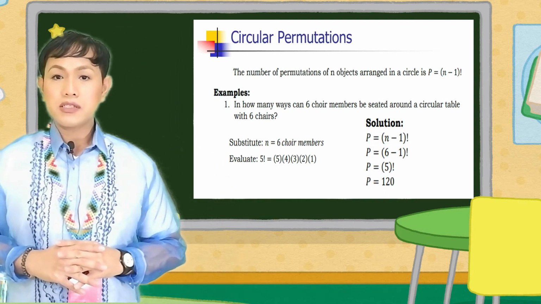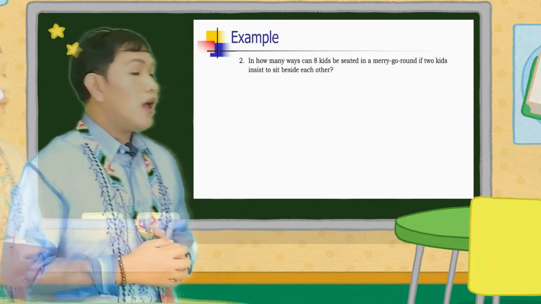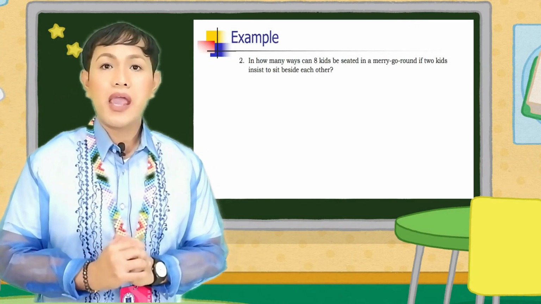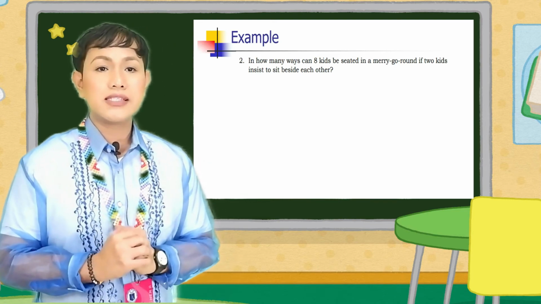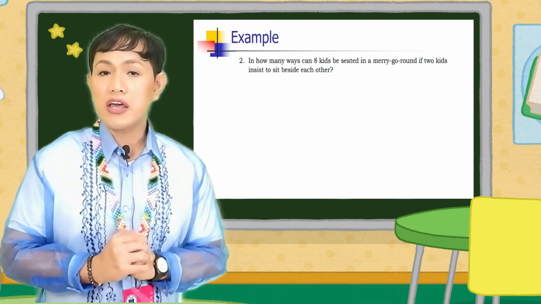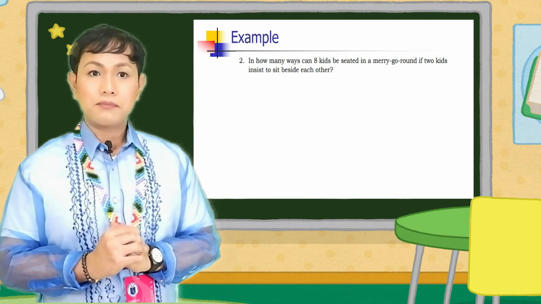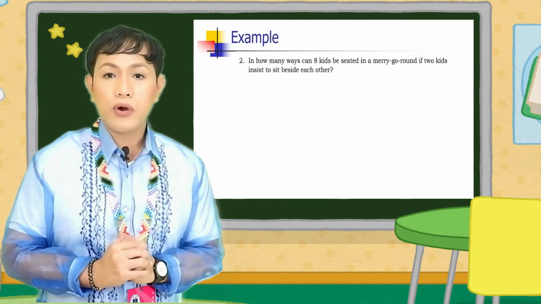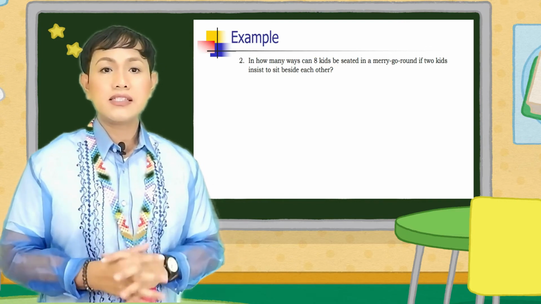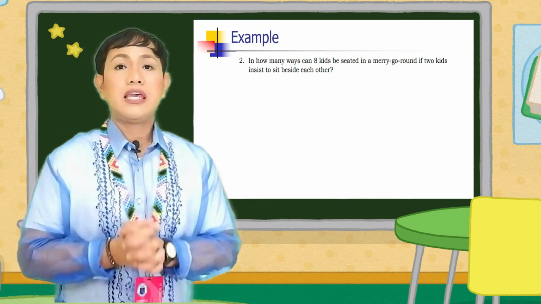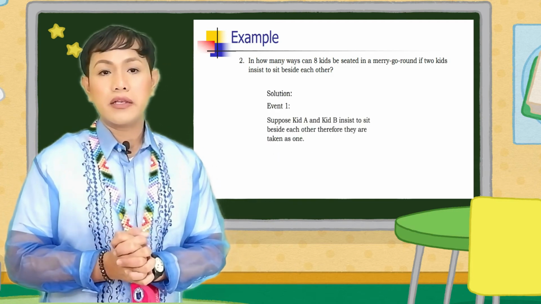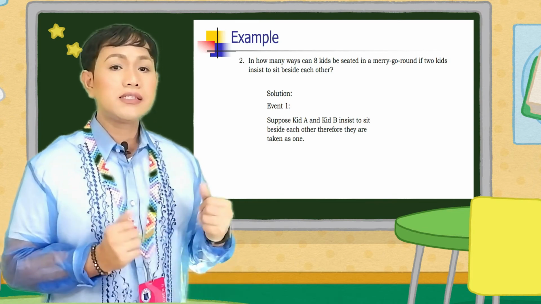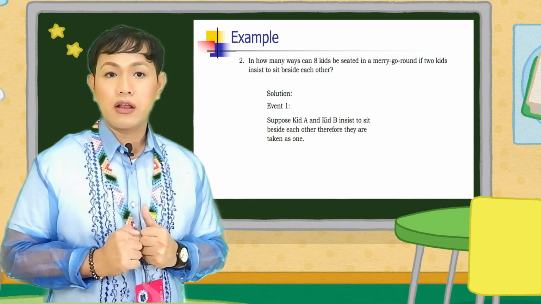You want some more examples? Here it is. In how many ways can 8 kids be seated in a merry-go-round if 2 kids insist to sit beside each other? Event 1. Event 1 would mean, suppose Kid A and Kid B insist to sit beside each other.